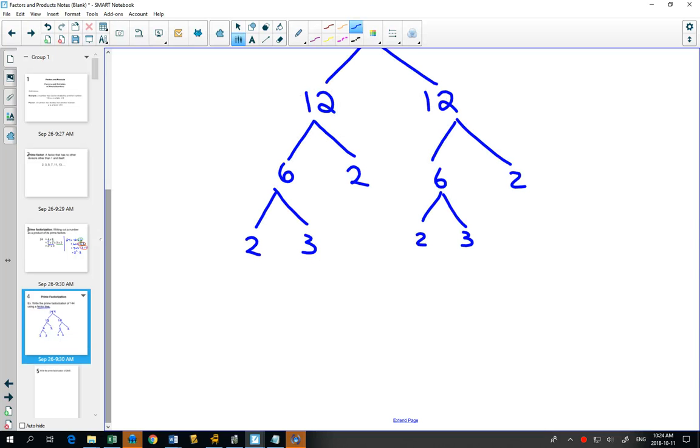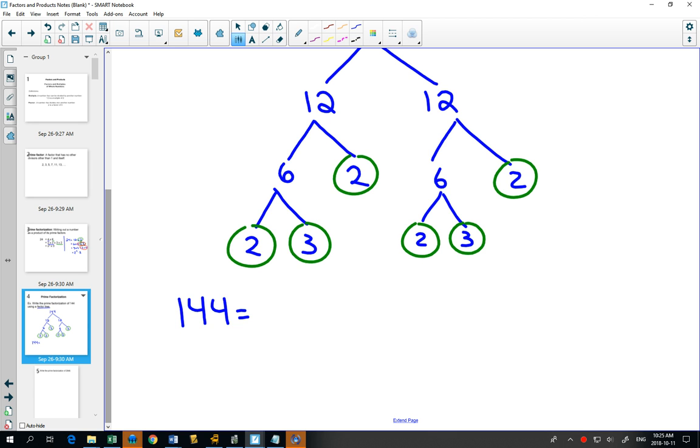So we can take our answer and say 144 is equal to, and we have to look at all the bottoms of the branches. How many 2's do I have? 4. So 144 is 2 to the exponent 4 times, how many 3's do I have? 2. And this is the prime factorization.